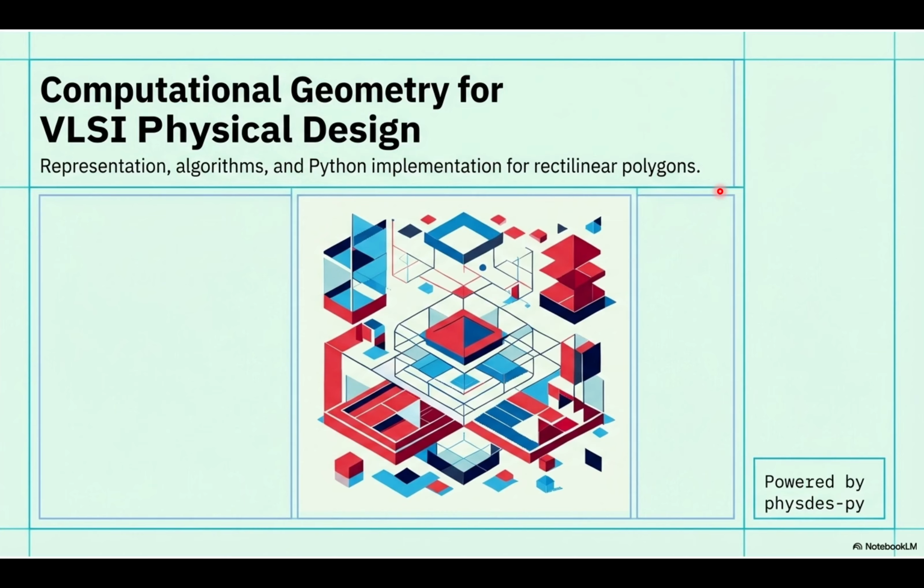Because it is a phenomenal engineering challenge. You are essentially trying to play the world's most complex game of Tetris. Yeah, but a game of Tetris where the pieces are measured in nanometers. And a single microscopic overlap means your entire multi-million-dollar silicon wafer is just a really expensive paperweight. Right. So to prevent that, the sources say you can't just use standard geometry.